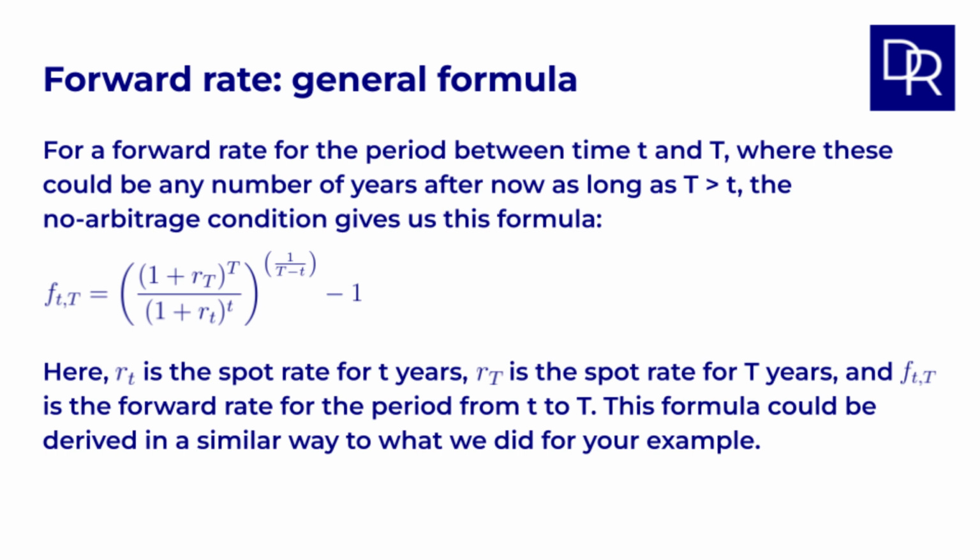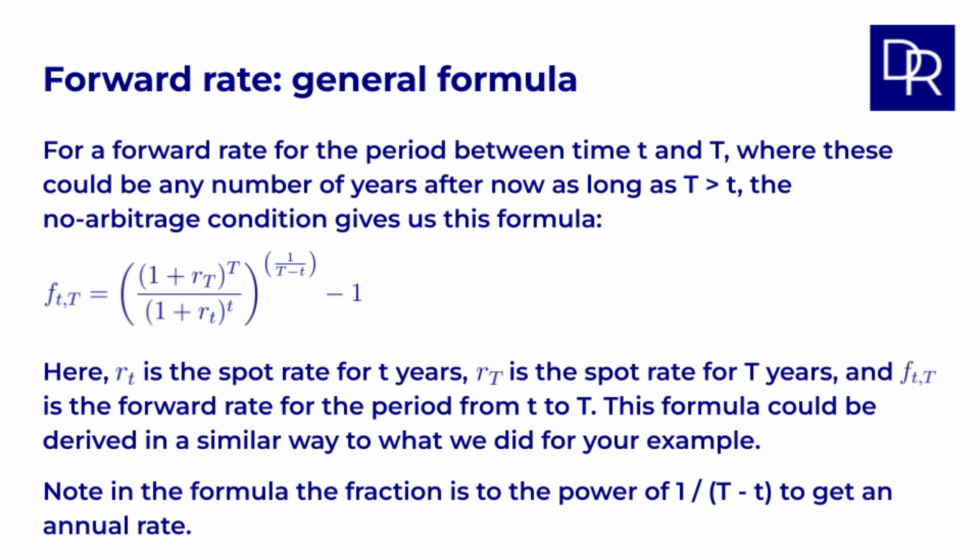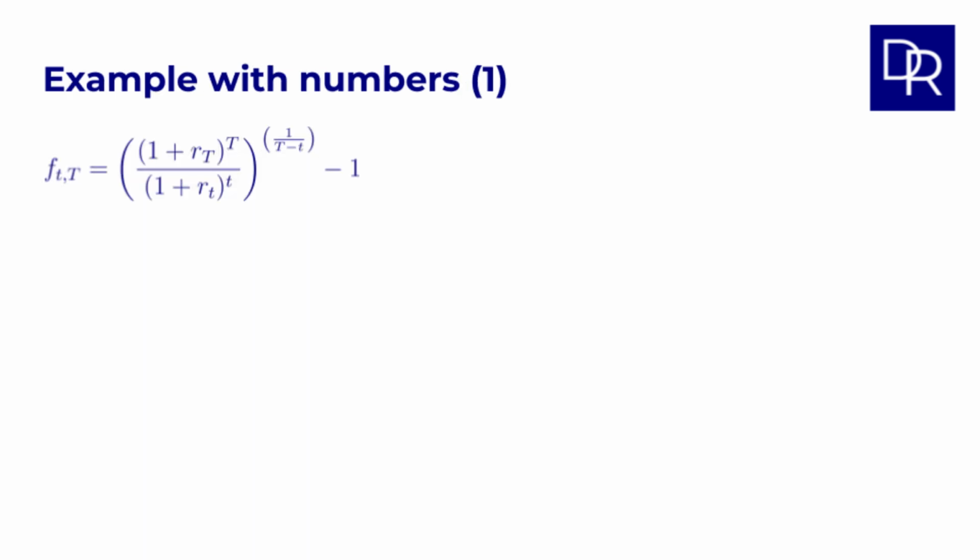Here R little t is the spot rate for little t years, R big T the spot rate for big T years, and F little t big T is the forward rate for the period from little t to big T. This formula could be derived in a similar way to what we did for our example. Note in the formula the fraction is to the power of 1 over big T minus little t to get an annual rate. Let's put some numbers into this formula using hypothetical spot rates that we might have derived from market data in our bootstrapping lesson.